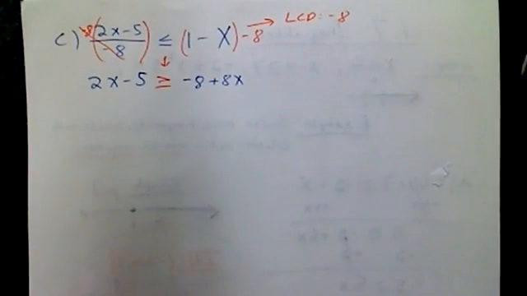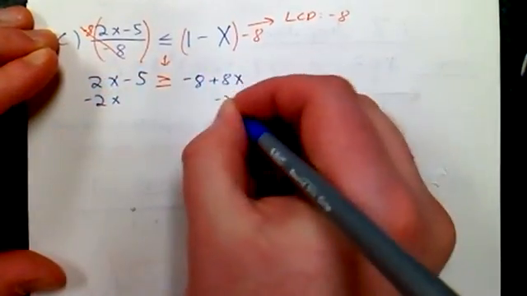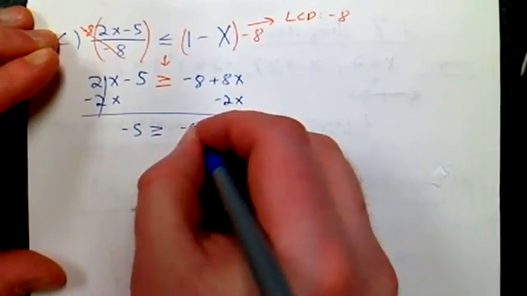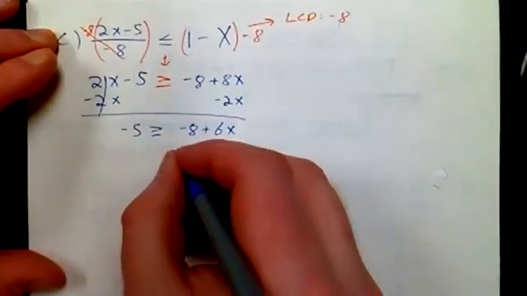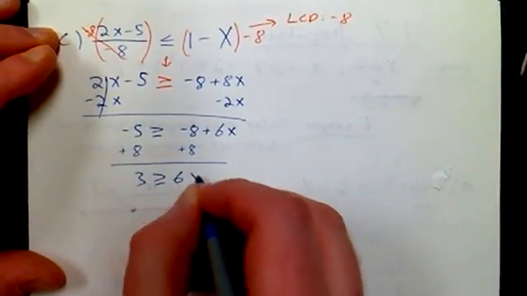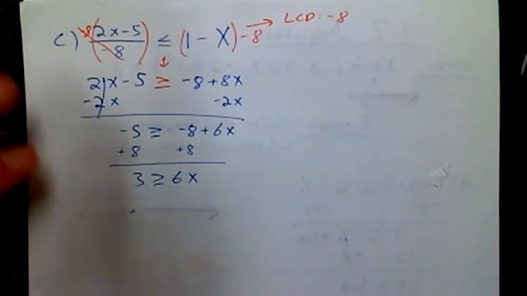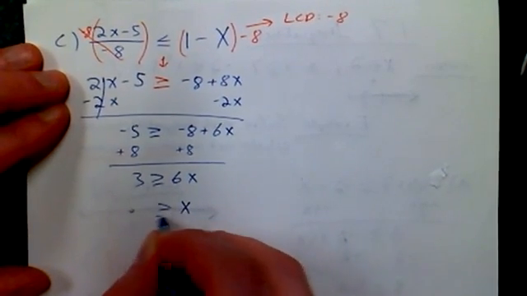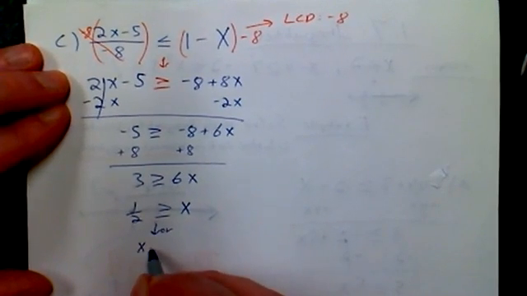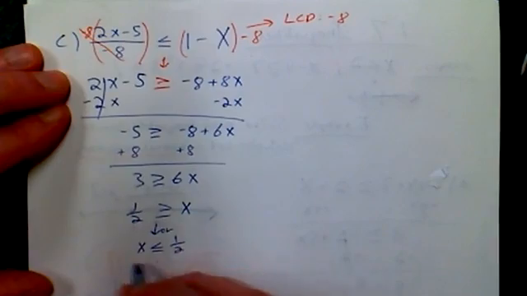And now I'm going to solve it just like we talked about before, where we treat it as an equation, with any flips if we need to. So I think it makes sense to subtract 2x from both sides. So -5 is greater than or equal to -8 plus 6x. Get rid of that pesky -8. So 3 is greater than or equal to 6x. And as you can see, x has to be less than or equal to 1/2. Or, if you like it better, I like to write this as x is less than or equal to 1/2.